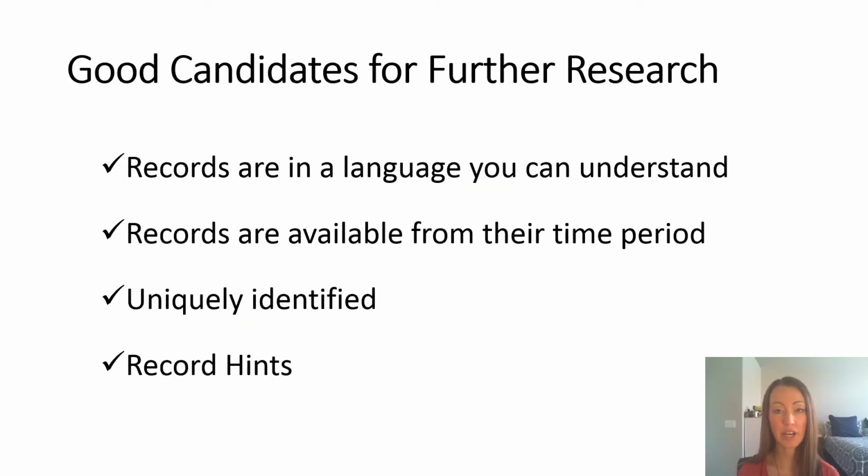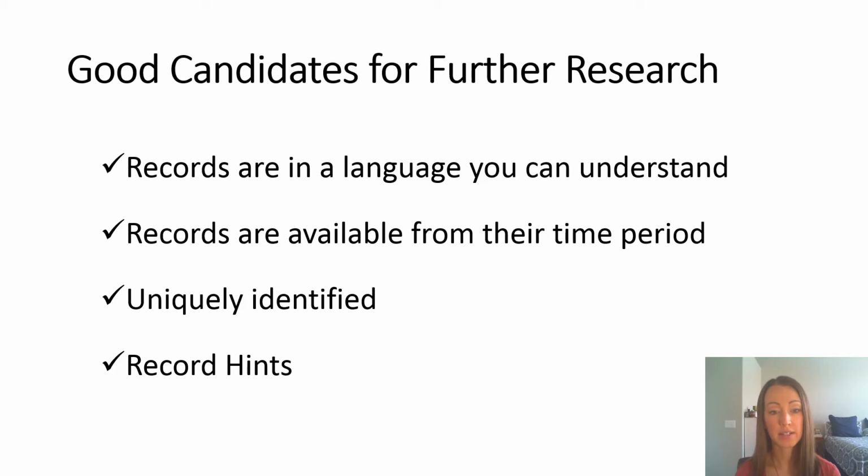So how can you tell if any of these targets are good candidates for further research? There's a few things you can look at. If the records are in a language that you can understand where they lived, then they're a good candidate. So if you're researching somebody in Denmark and you don't know Danish and all of the records are in Danish, you can certainly do a research project and learn a lot of Danish, but you might need extra help. So this might not be a good opportunity for you to do a beginner's project with. But if that's what you're wanting to do, then that's fine.